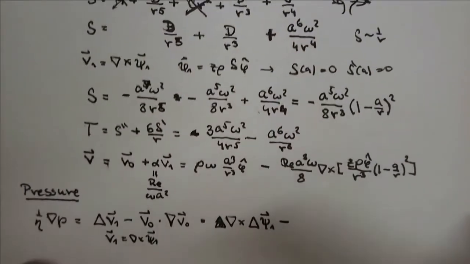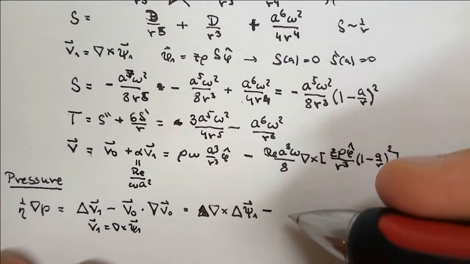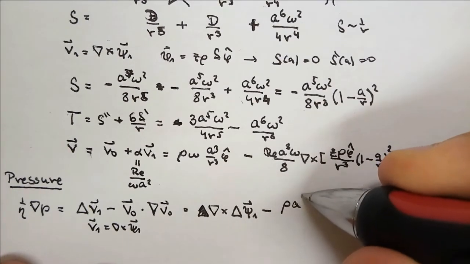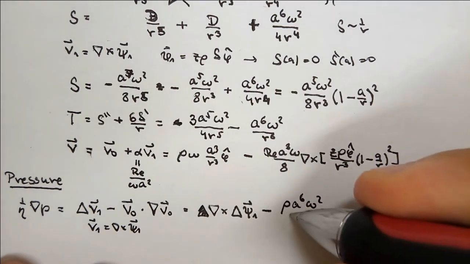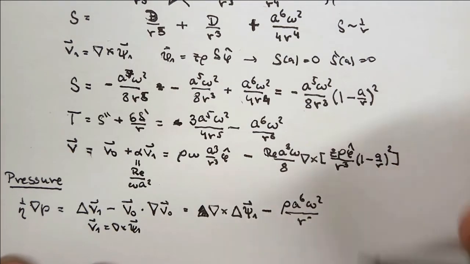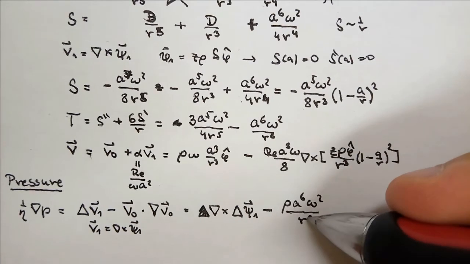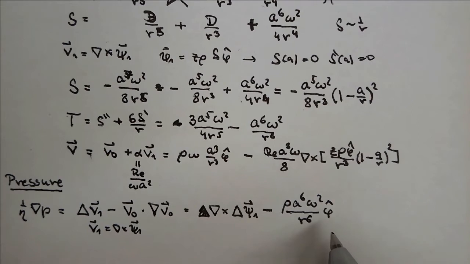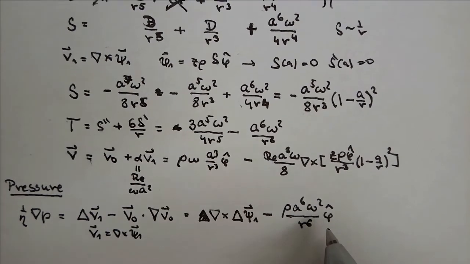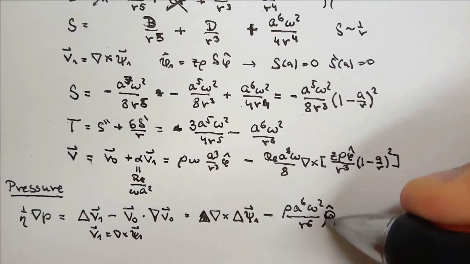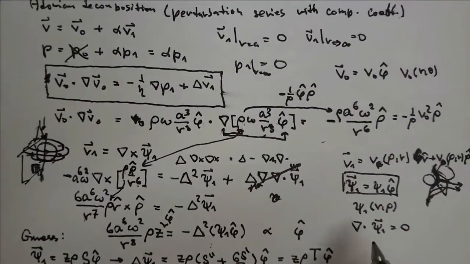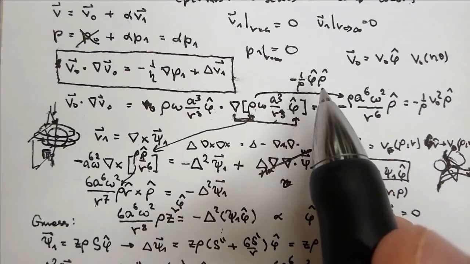So this is minus rho a to the 6th power omega to the 2nd power divided by r to the 6th power times phi hat. Oh, I'm sorry, no, rho again, rho hat, because there is also a rho hat. Yes, so this is this.